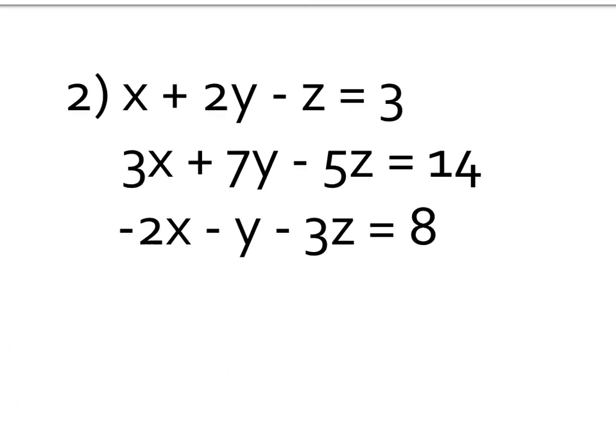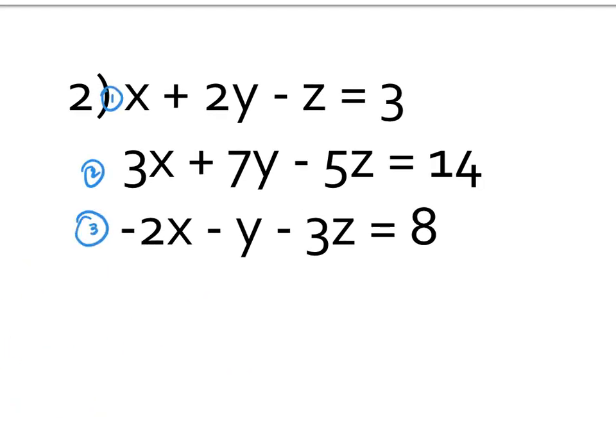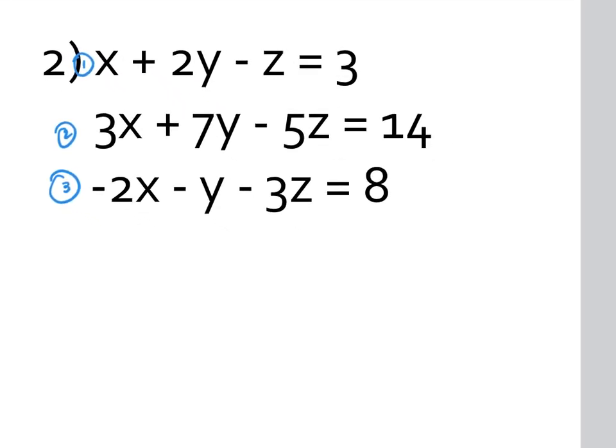All right, number 2. So I'm going to number these 1, 2, 3. And somebody walk me through their process. I grabbed 1 and 3. Okay, 1 and 3 to cancel what? X. Cancel the x. So you did 1 times 2? Yeah.